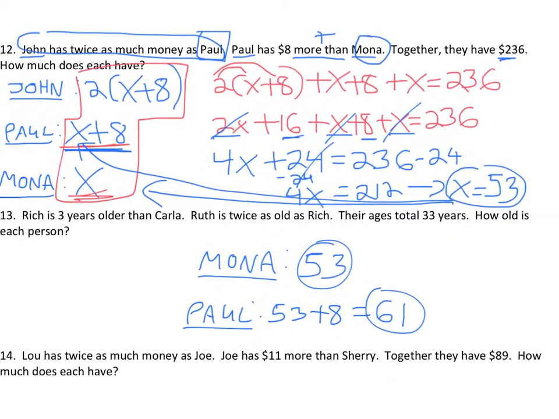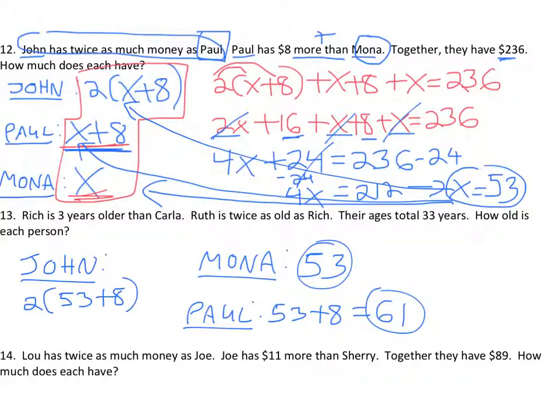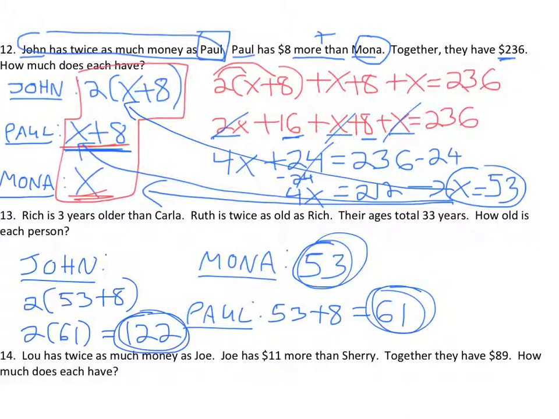And then for John, I'll squeeze this in right here. For John, I plug this 53 in right there. So this is 2 times the quantity of 53 plus 8. 53 plus 8 is 61, and then 2 times 61 is $122. So these are the answers, 53, 61, and 122. And you can check it. If you add those up, 53 plus 61 plus 122, it equals 236. So you can see that's a lot of work, but the most important part is getting the setup and figuring out which quantity is x.